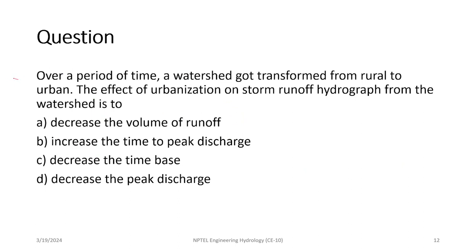Okay, come to the next question here now. It is saying that over a period of time, a watershed got transformed from rural to urban. So I guess it is asking about the effect of urbanization. The effect of urbanization on the storm runoff hydrograph from the watershed is... I guess we already covered this question in the previous session as well. But if you still remember it, you should definitely tell this answer. It will be nice to know.